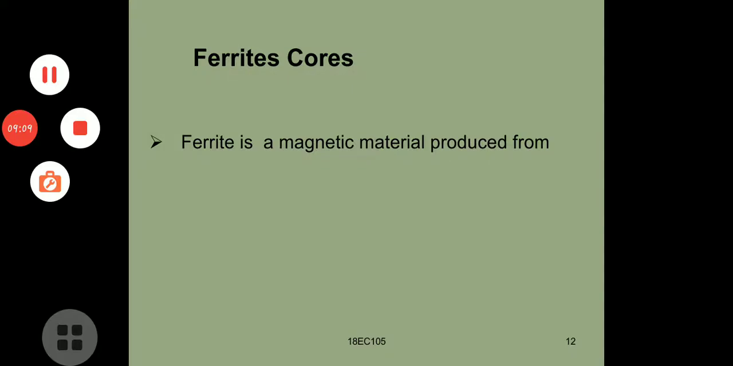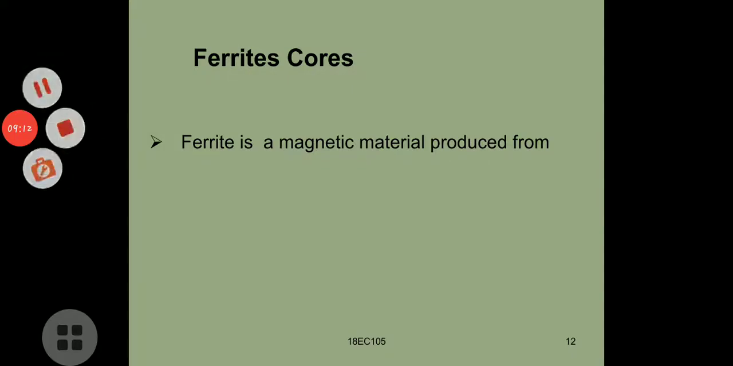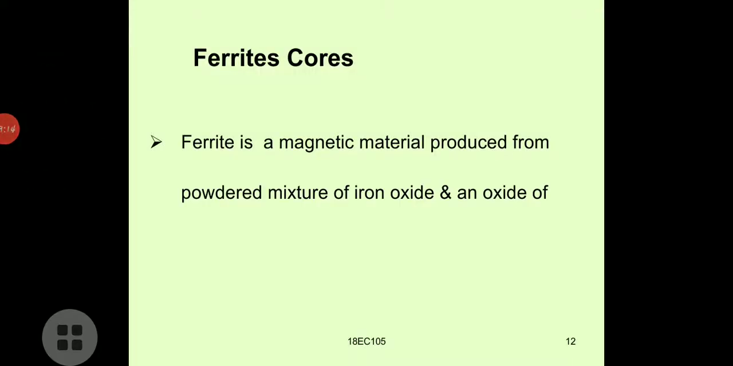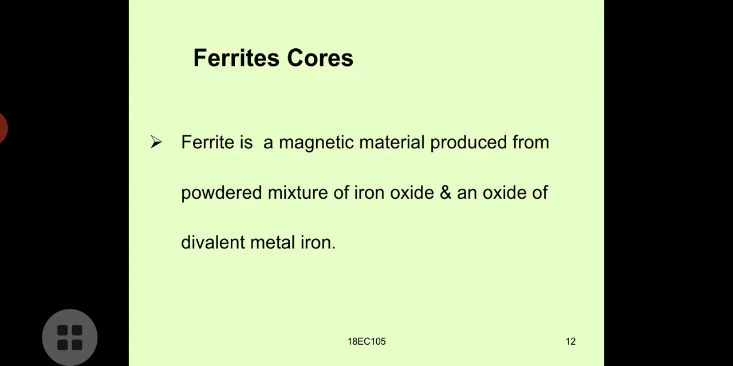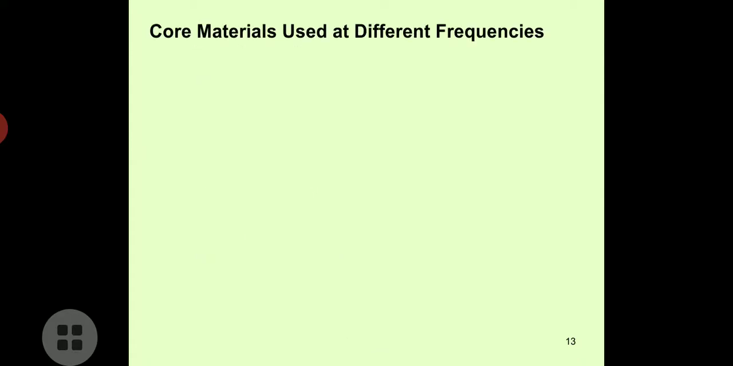Now let us see what they are made up of. Ferrite is a magnetic material produced from a powdered mixture of iron oxide and an oxide of a divalent metal. This becomes a ferrite rod, which is a very good material used in the field of electronics for manufacturing cores and inductor cores, and sometimes in transformers as well. With the latest technology, we use different techniques, so they are also used for transformers nowadays.